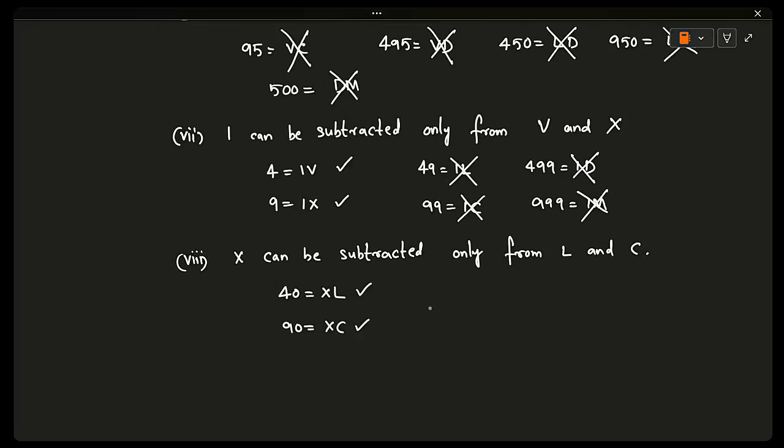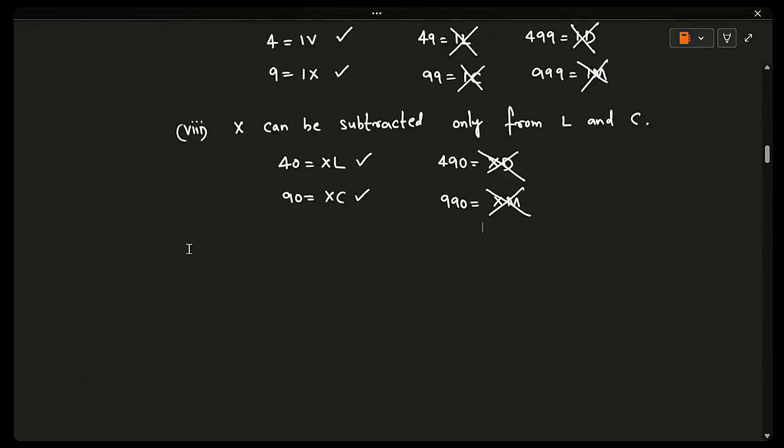For example, you want to write 490. You want to write XD. 500 minus 10 is 490. This is correct? No, this is wrong. You cannot subtract X from D. Suppose you want to write 990. I want to write XM. 1000 minus 10 is 990. Wrong. So the rule is X can be subtracted only from L and C.